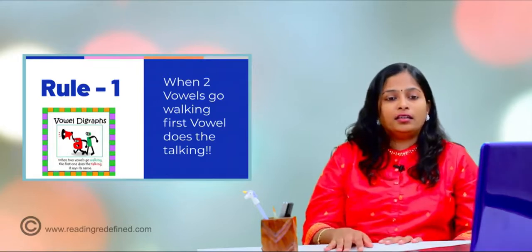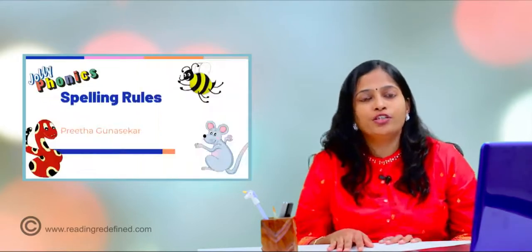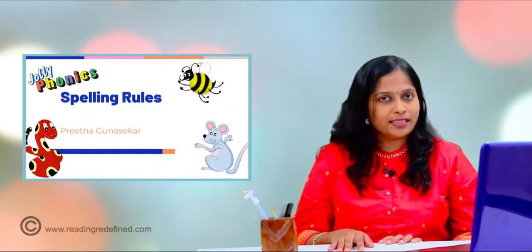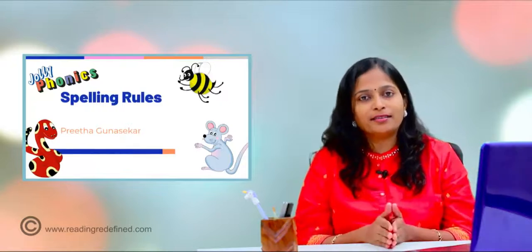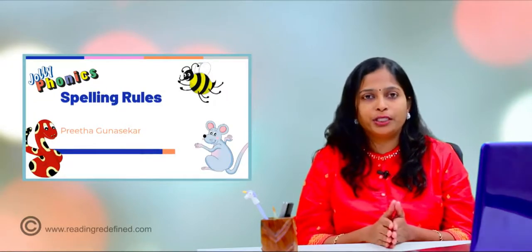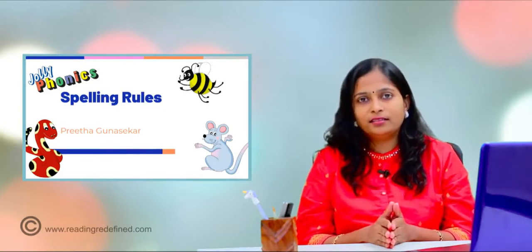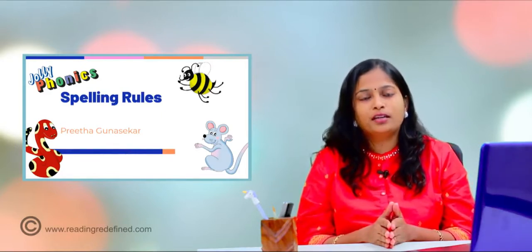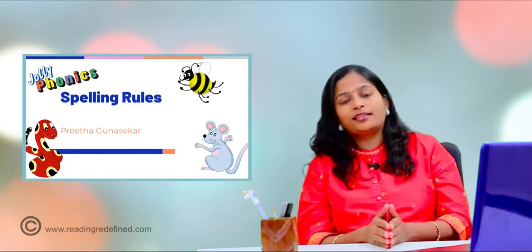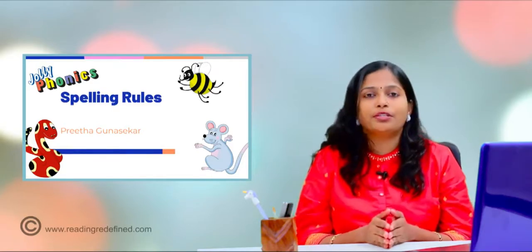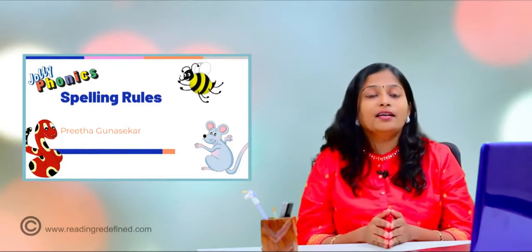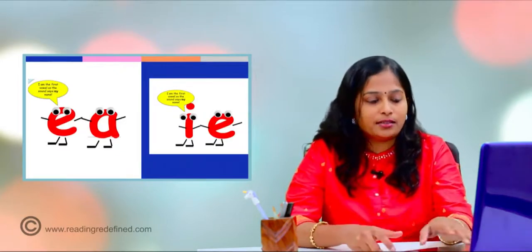Okay, we did not discuss when to introduce the letter names, right? We will be introducing letter names right after group 3. So by now children will be able to identify the letter names as well. As and when we introduce the letter names, we also introduce the capital letters. That doesn't mean we indicate only capital letters by names. So when two vowels go walking, the first vowel does the talking.